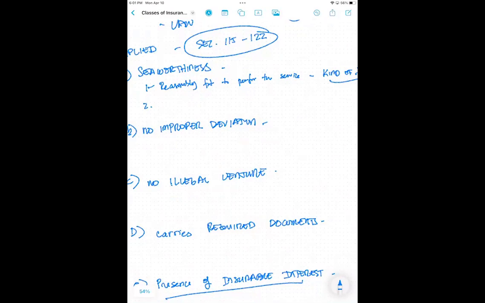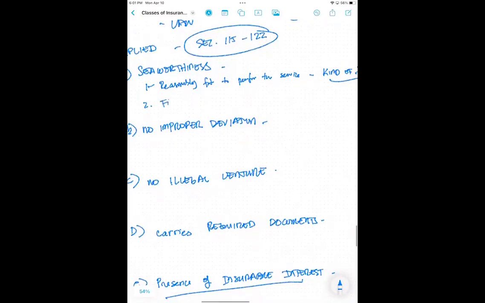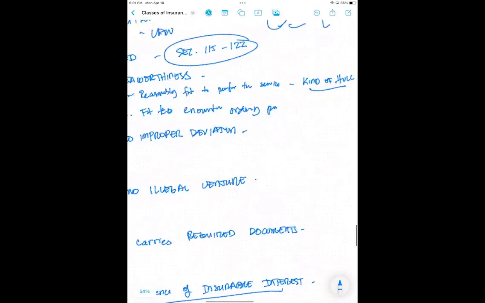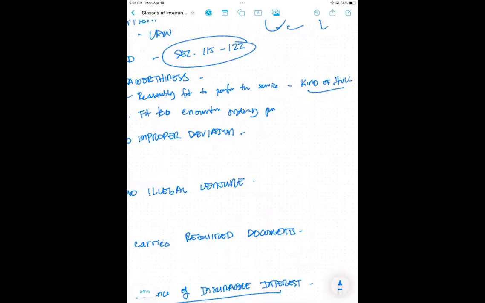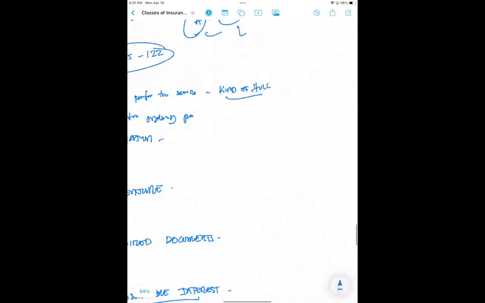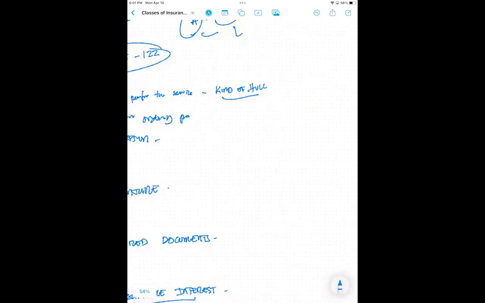So, fit to encounter ordinary perils. Right? Such that yung isang barko nabasa lang ng konti, lumubog agad, then that is definitely not seaworthy. Okay? Now, the presumption is that the ship is seaworthy. Okay, but that of course is a mere presumption. It can be rebutted by contrary evidence, right?